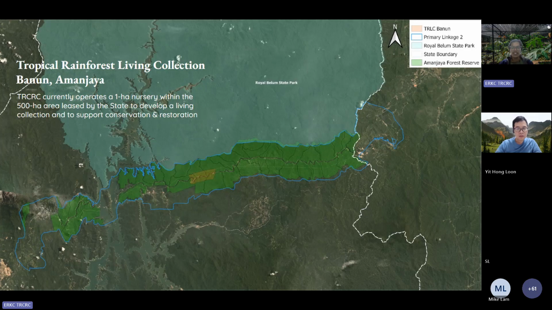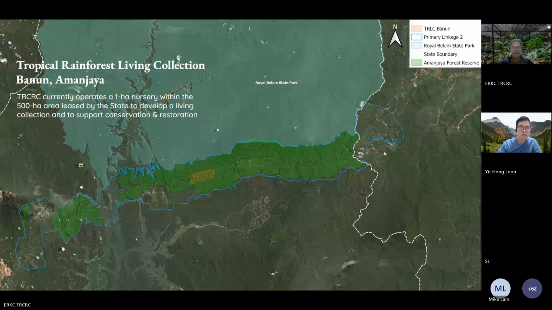And we are so lucky to be in the middle of Amanjaya Forest Reserve. We have 500 hectares leased by the state to develop a living collection and to support conservation and restoration.